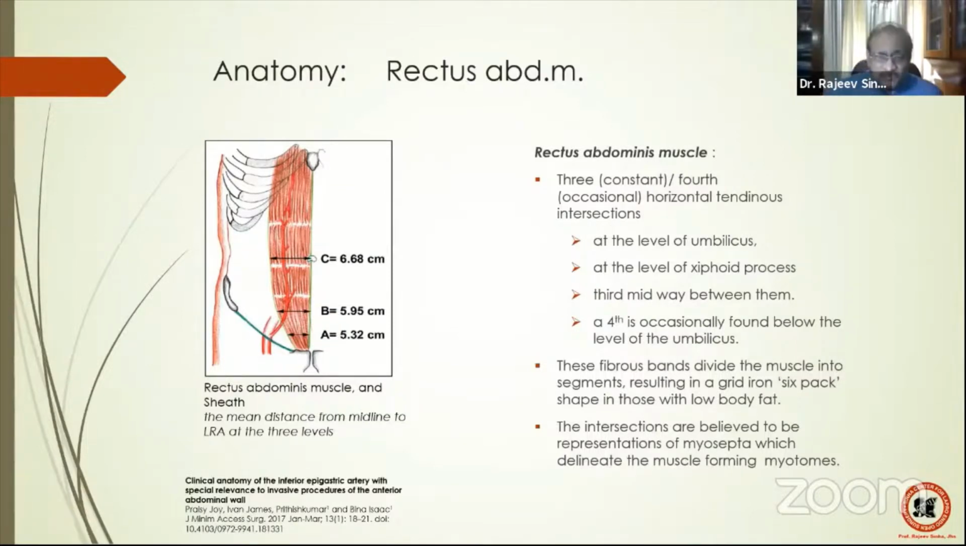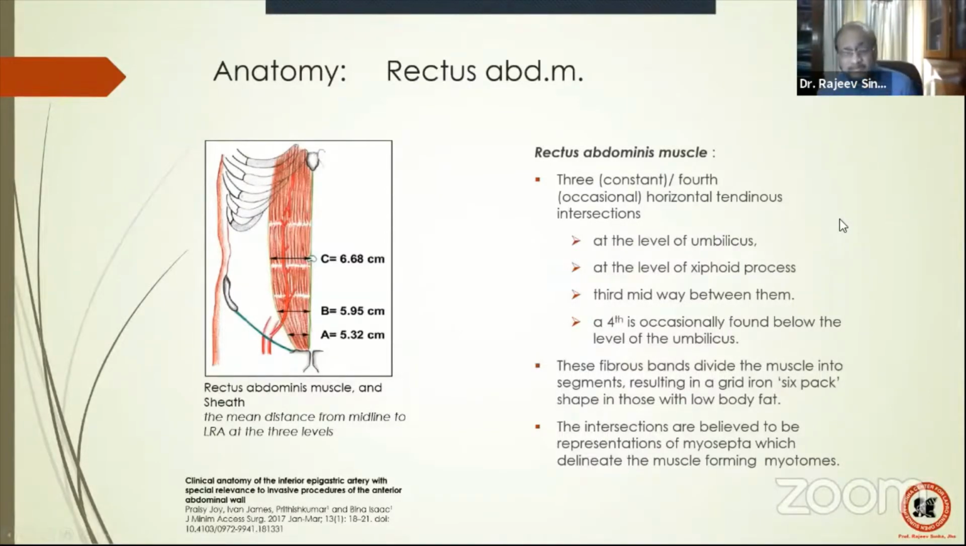So these intersections which are there at the level of umbilicus, xiphoid, and the third midway are the constant 3 ones. But those who have got those 4 packs, the 3 packs or the 4 pack, there is 6 pack. The 4th pack is basically the 4th intersection found at the level below the umbilicus. Now, these are dividing the longitudinal muscle, converting into short muscles and giving it added strength and added function.